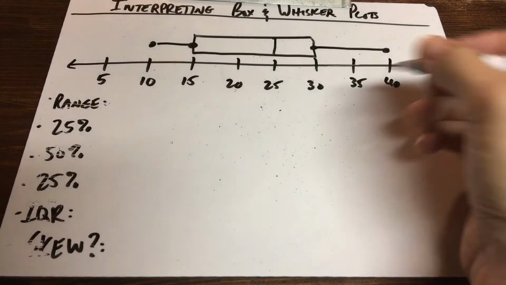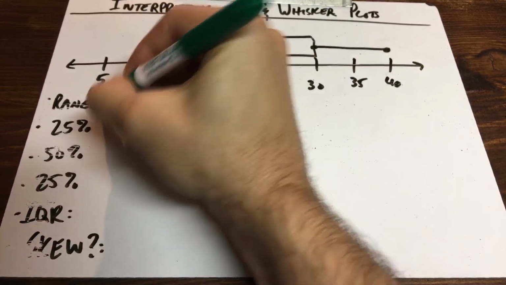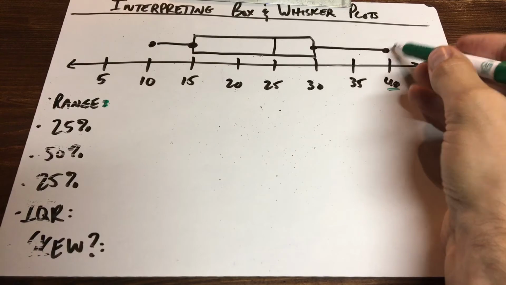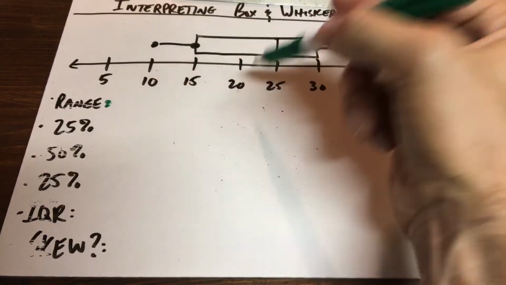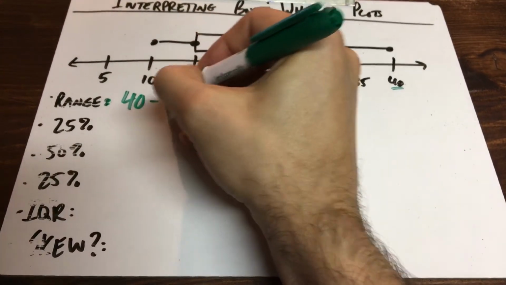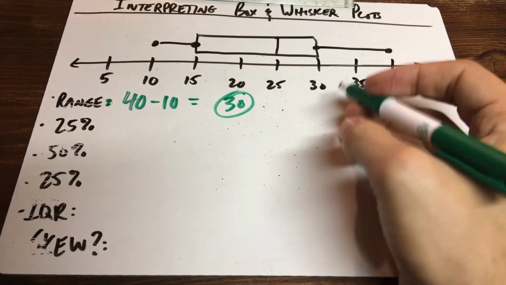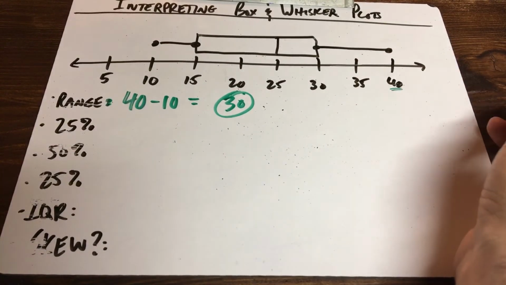If you get a box and whisker and it asks you for the range, could you find the range? Of course you could, right? Right here, there's the low extreme, 10. So in this case, I would say 40 minus 10. That equals 30. So I could say the range of this data is 30, right?